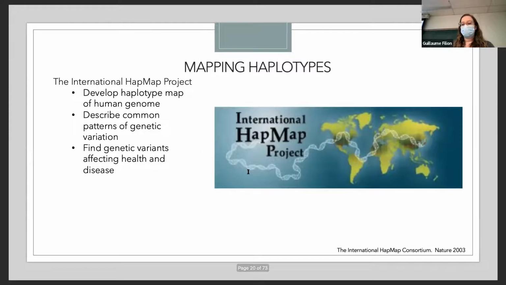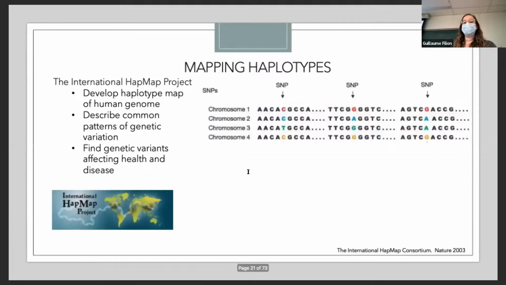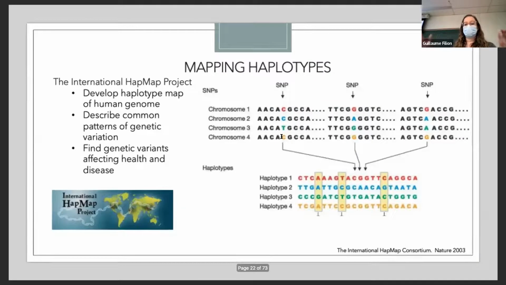In about 2003, there was the International HapMap Project, which started to map these haplotypes along the genome and allowed us to look at this genetic variation and relate it to different phenotypes. Instead of taking every single SNP, it identifies these haplotypes. We take these large regions and make them into a smaller subset that we can look at. Then from there, they find a select few SNPs that actually explain the haplotype combinations. Those are called tag SNPs.